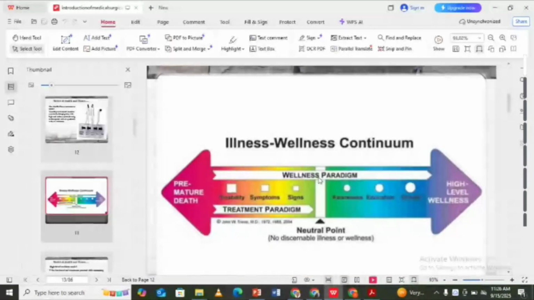So you can see here that wellness paradigm, where we can have premature death, or we can have high level of wellness. If it shifts to premature death, disease has come in, signs and symptoms have come in, disability, and then death. High level wellness, where one is aware of their own health, they are well educated on their health and how to maintain their health, and that leads to growth, and that basically leads to high level wellness.